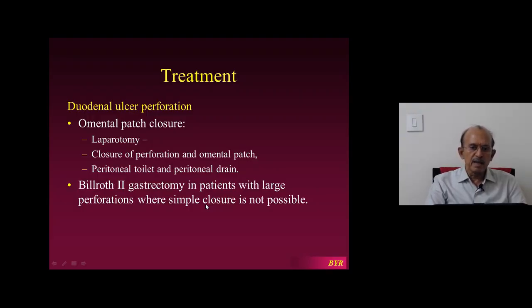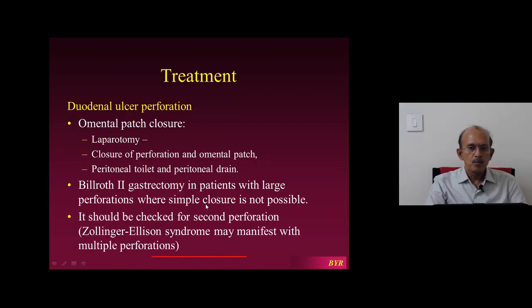Billroth 2 gastrectomy in patients with large perforations where simple closure is not possible. If you see one perforation, don't be satisfied with that. Check the second part of the duodenum also. Sometimes there may be a perforation in the second part of the duodenum, which occurs usually in Zollinger-Ellison syndrome.